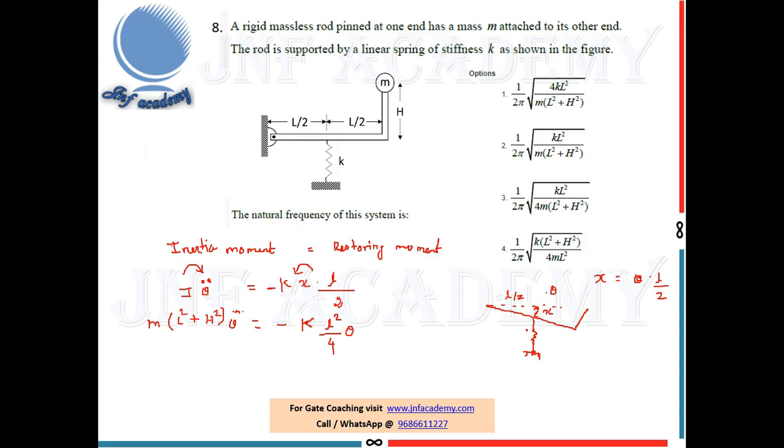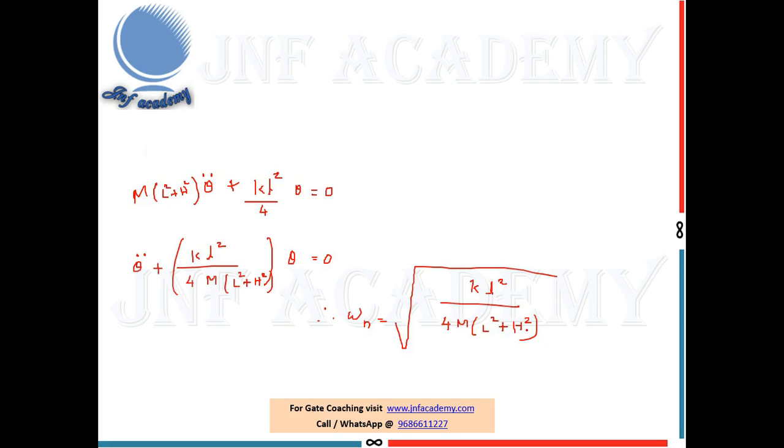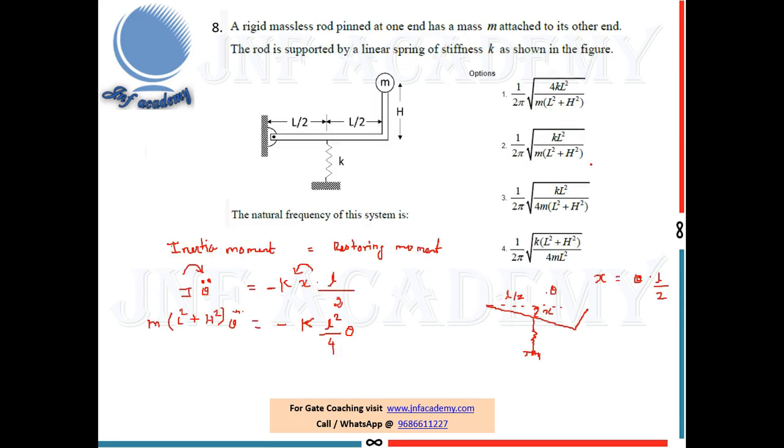If you see all the answers, we have denominator 2 pi, which means they are finding it in hertz. F is equal to omega n by 2 pi. So our answer is 1 by 2 pi root of K L square divided by 4m into L square plus h square. So this is the answer.